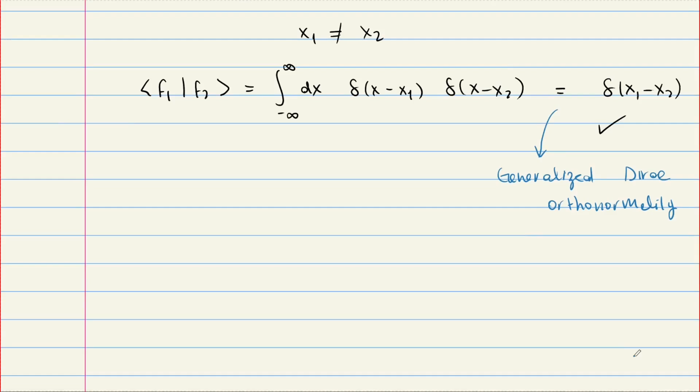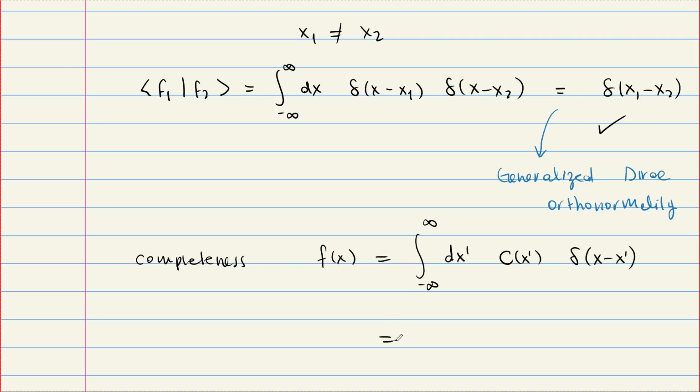Any questions? You can also think about completeness, let's check completeness. Any function f of x can be written in terms of these, right? Let me call it the integral dx prime from minus infinity to plus infinity, some expansion coefficient c of x prime, times the functions I'm trying to expand, which is delta of x minus x prime. In that case, c of x turns out to be f of x, trivial. The expansion coefficient turns out to be the function itself. Good.